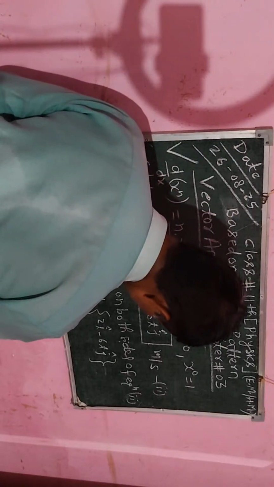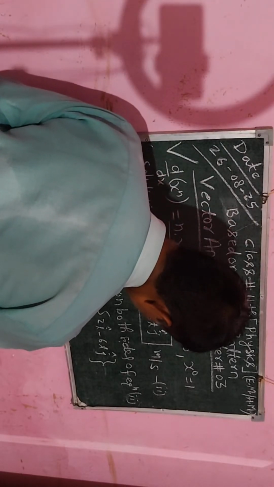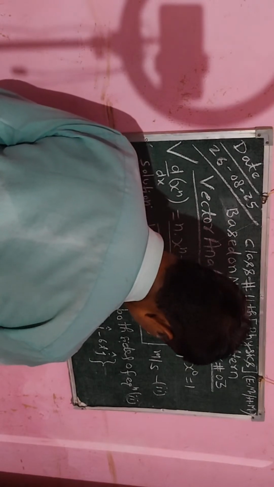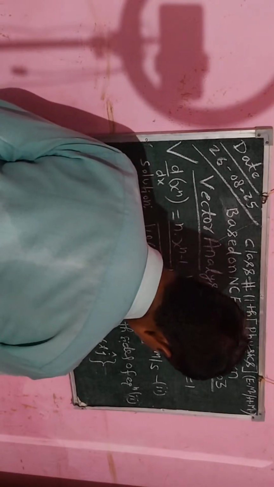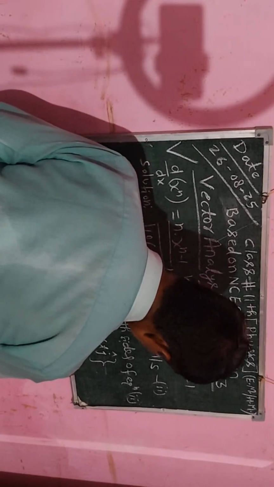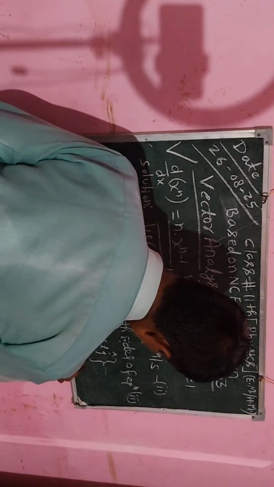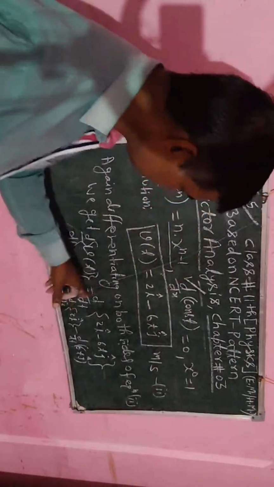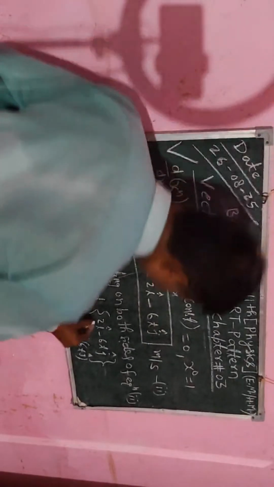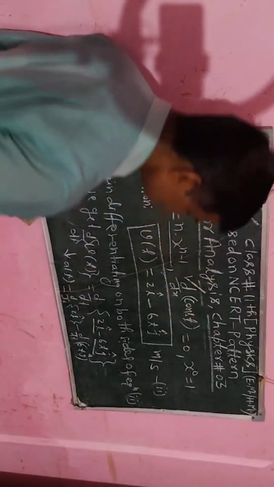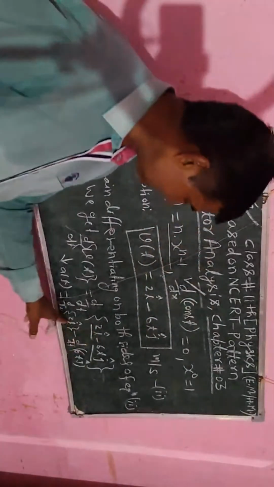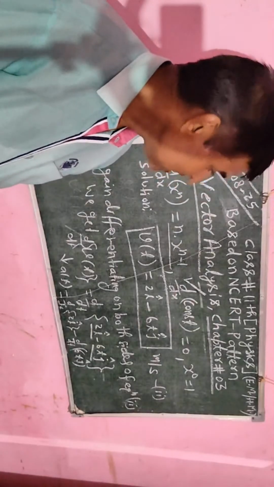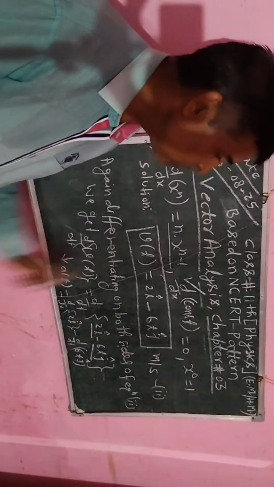Here I will write d upon dt, in the bracket 2 vector i, and then d upon dt of 6t vector j cap. I have to write it this way because this d upon dt I will multiply with the first term and also with the second term. After multiplication I will get this term and also this term. So this is the required concept for getting the value of acceleration from the velocity value.